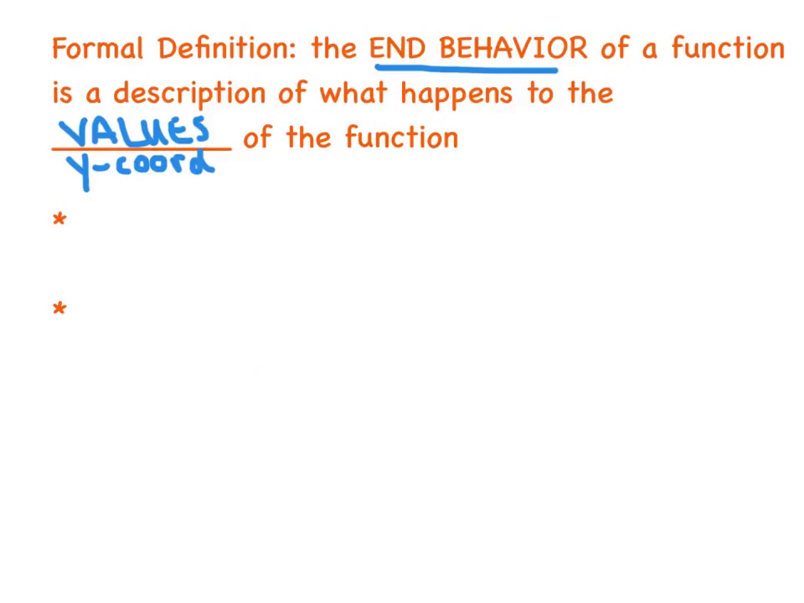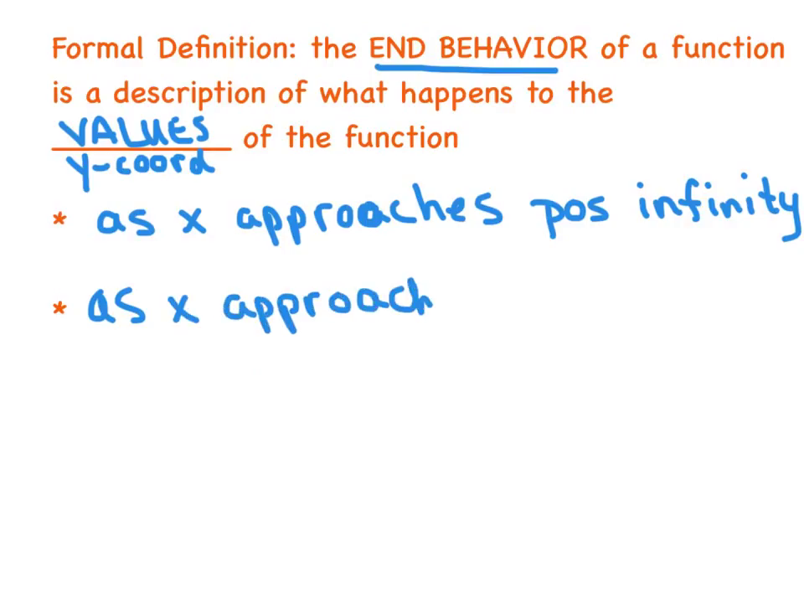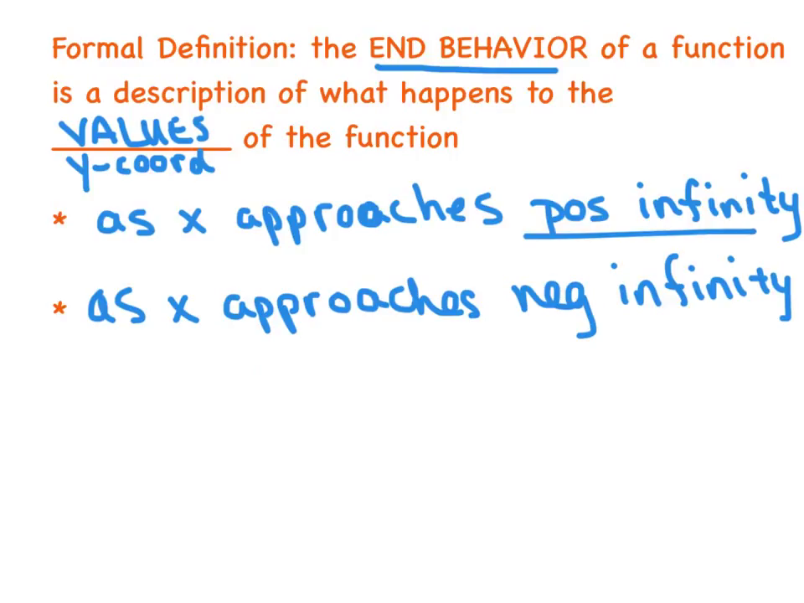as two things happen. Number one, as x approaches positive infinity, and as x approaches negative infinity. And so that's really what end behavior is all about. End behavior says, I don't care what's happening when x equals 1 or when x equals 2 or when x equals negative 6. I want to know what's happening as x approaches positive infinity and negative infinity.